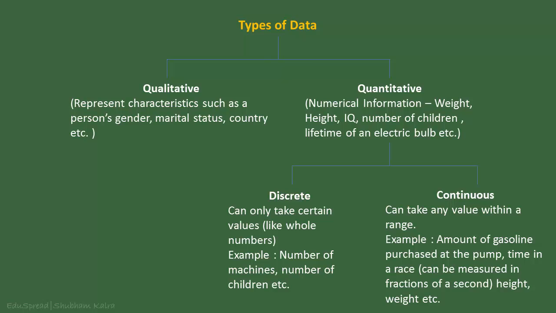Discrete data is the data that cannot be divided. It is distinct and can only take certain values. For example, the number of machines that you have in your factory, or say the number of children that you have. You cannot have 1.5 children. On the other hand, continuous data can take any value within a range.